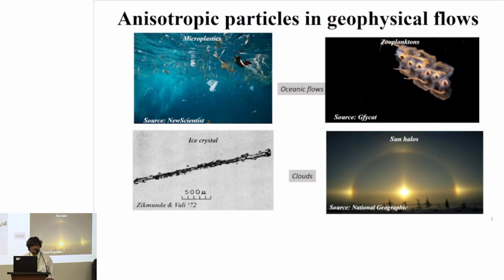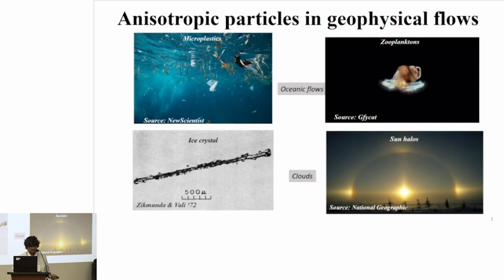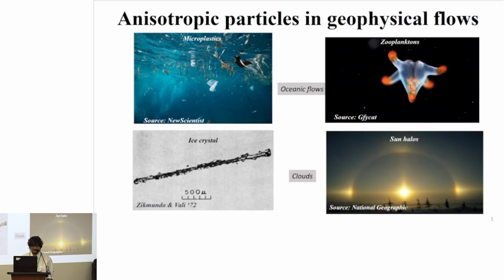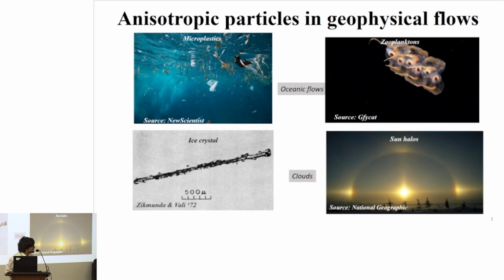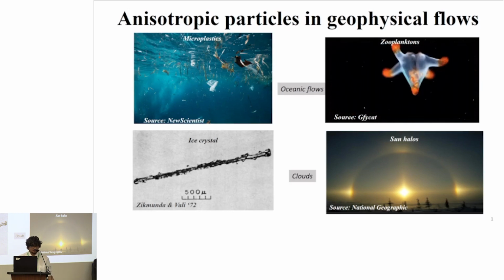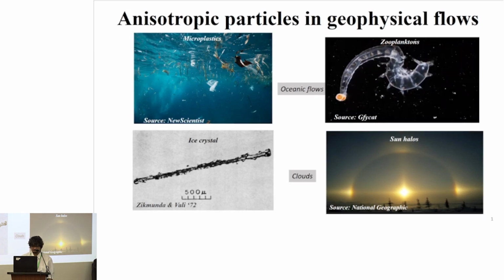In the bottom left figure, I am showing ice crystals, which resemble a rod, and when these ice crystals attain some specific angle, it results in a phenomenon which I am showing in the bottom right figure, in which three halos of the sun are created across the sky. This happens when the ice crystals attain some specific orientation and it changes the reflectivity of the light.